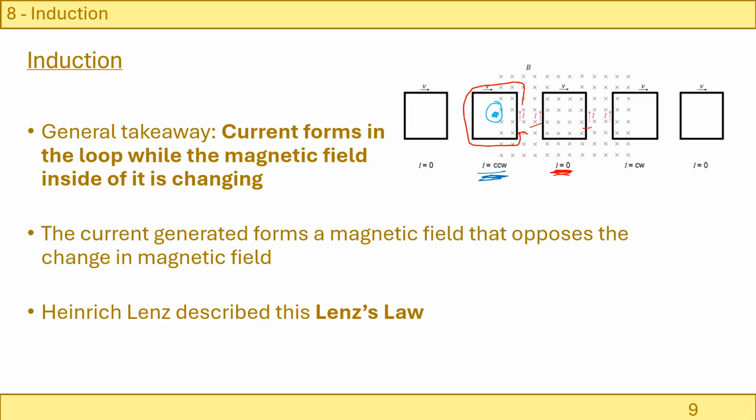This new magnetic field is opposite to the change in the magnetic field that is caused by the external B field. And so this is called Lenz's law. Essentially, the induced current creates an induced magnetic field, let's call it B induced, which is going to fight the change in the external magnetic field.